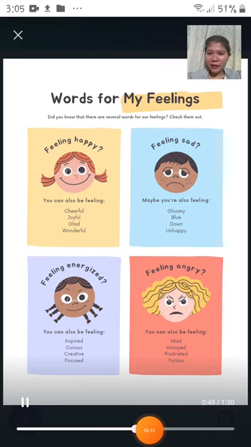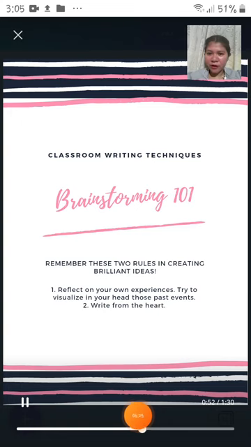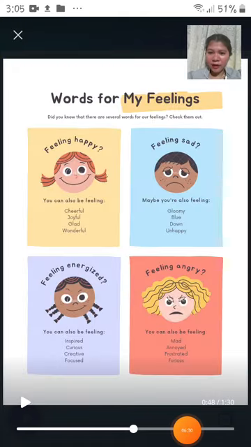Words for my feelings. Did you know that there are a lot of words you can use to describe your feelings? Check them out. Feeling happy, you can also be feeling cheerful, joyful, glad, and wonderful. Feeling sad, maybe you're also feeling gloomy, blue, down, or unhappy. Feeling energized, you can also be feeling inspired, curious, creative, or focused. Feeling angry, you can also be feeling mad, annoyed, frustrated, or furious.